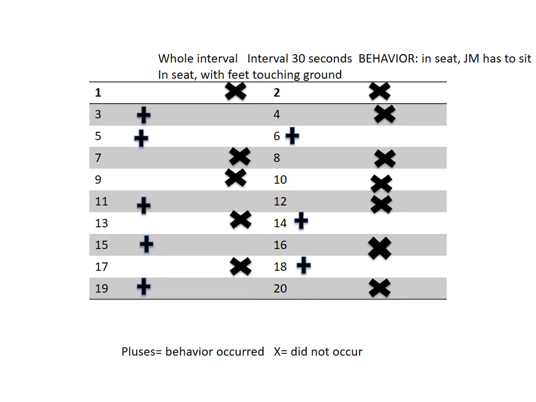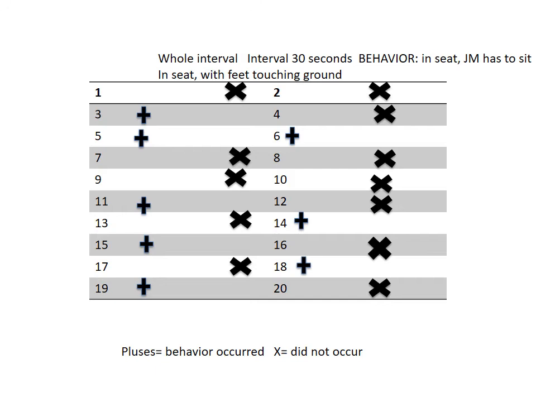Remember, I'm using those X's to keep track of where I'm at. So, in interval 1, in all the 30 seconds, for the whole interval, he was not in seat. Same for interval 2. But interval 3, you see I put that plus. And so remember, that's a strategy I use to mark intervals that are already over with the X.